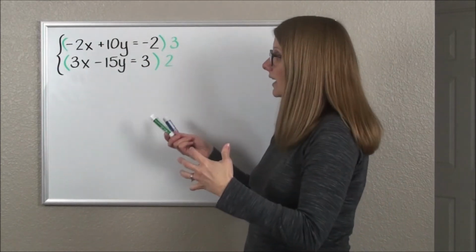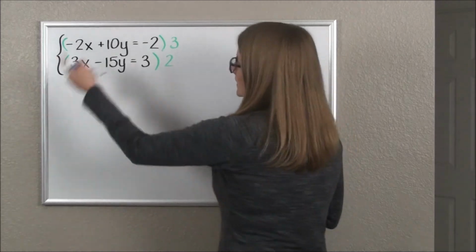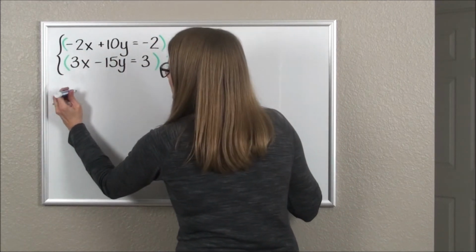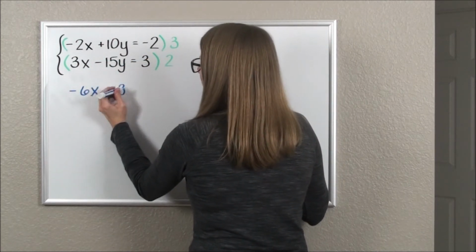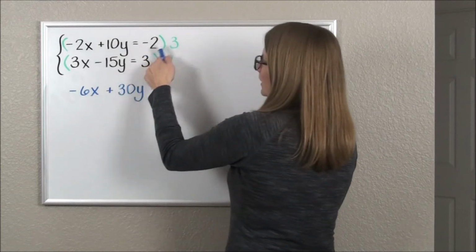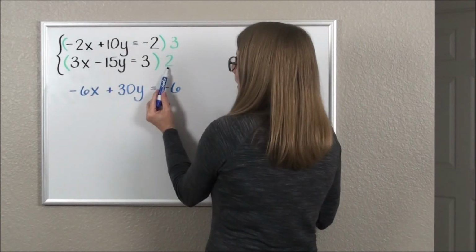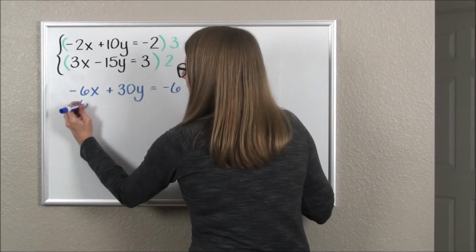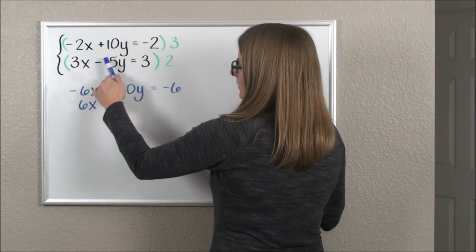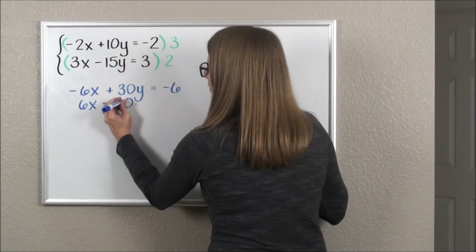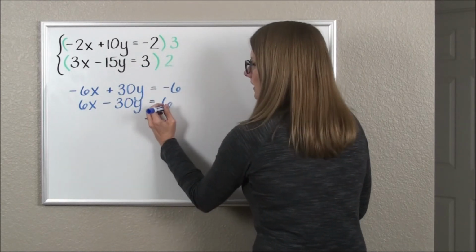And again, when we multiply to manipulate these equations, we have to multiply every term on both sides to maintain that balance. So let's see what this gives us. Negative 2x times 3 gives us negative 6x. Positive 10y times 3 gives us positive 30y. And on the right side, negative 2 times 3 gives us negative 6. For the second equation, we'll do the same thing, but this time times 2. 3x times 2 is 6x, and we can see that the x's will be eliminating, which was our goal. But we also see negative 15y times 2 giving us negative 30y, which is interesting. Then on the right side, we have 3 times 2 giving us 6.